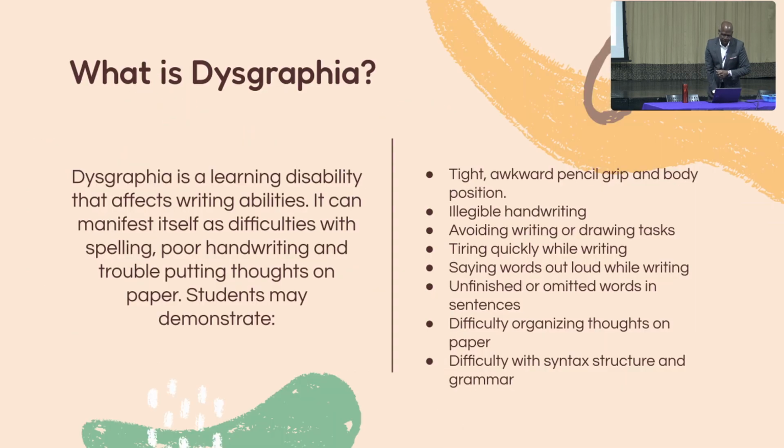Dysgraphia. Dysgraphia is a learning disability that affects writing abilities. It can manifest itself as difficulties with spelling, poor handwriting, trouble putting thoughts on paper, as students may demonstrate. We call it writer's block. Whenever there's a writing assignment and 15 minutes later you walk past their desk and there's nothing on the page, it's not so much writer's block. It's they don't understand what it is they're supposed to write.